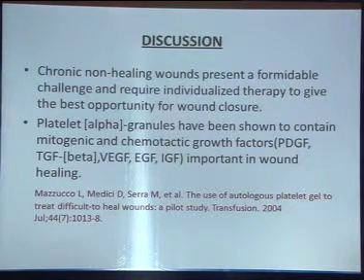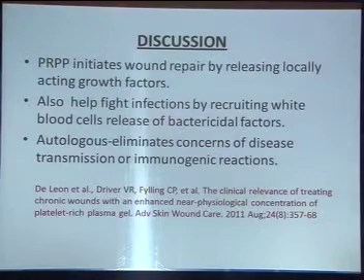In discussion, chronic non-healing wounds present a formidable challenge and require individualized therapy to give the best opportunity for wound closure. The platelet contains alpha and beta granules, in which the alpha granules have lots of growth factors like PDGF, transforming growth factors, vascular endothelial growth factors, epidermal growth factors, and insulin growth factors, which are important in wound healing. So by injecting these growth factors locally along the wound margins, the wound healing will be better.